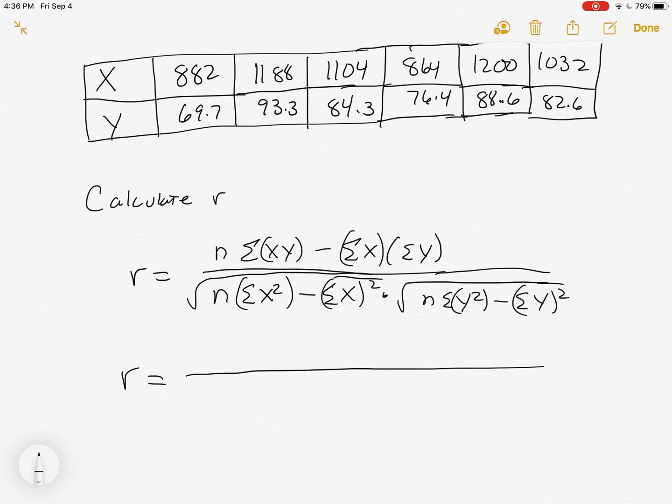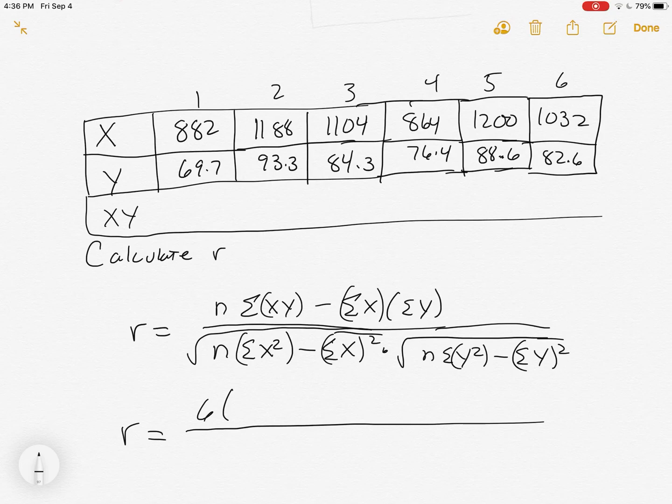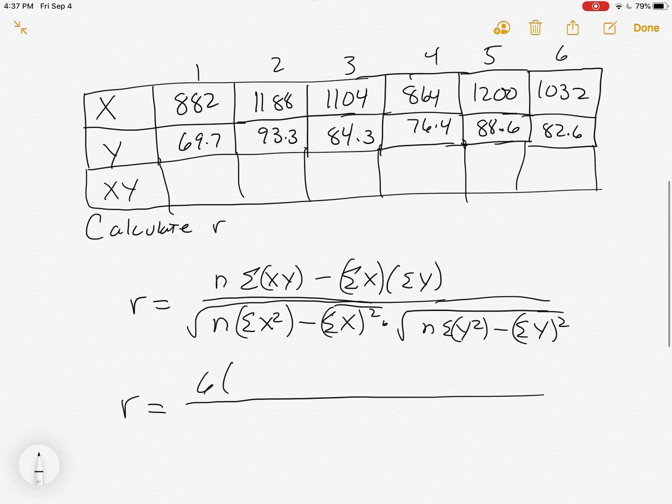So there's one, let me come along the top here. There's 1, 2, 3, 4, 5, 6 pairs of data. So there's 6 pairs of data. Now I got to get the sum of the x times y. So we will have to create a new row of xy that will be helpful for us. Or you could just have it run in your calculator. So it's up to you whether you create that new row or not.